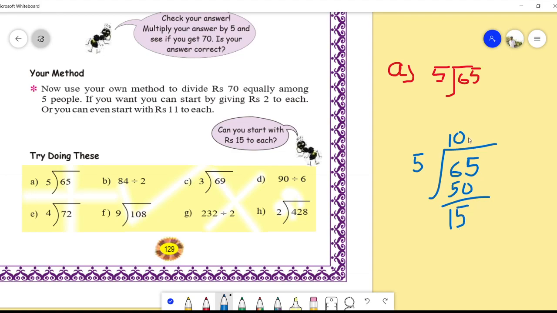Now what we will do? We can go for plus here and then we can go for 3. So 5 threes are 15, and the remainder will be 0. So what we can do, we can divide 65 first by dividing 10 5 times. Then we will get 50 and the remaining 15 we will divide by giving 3 times 5 to each one.